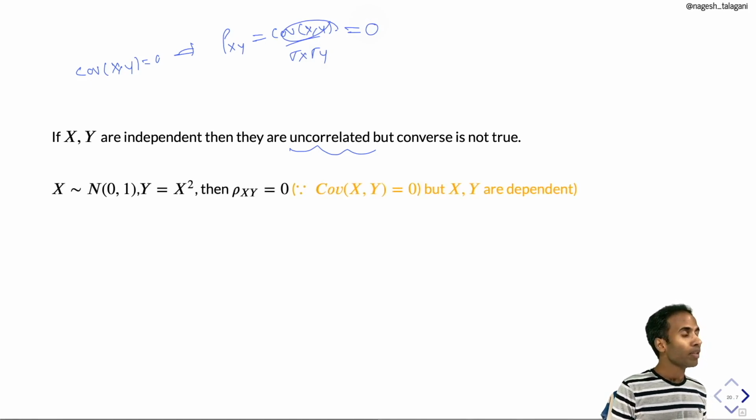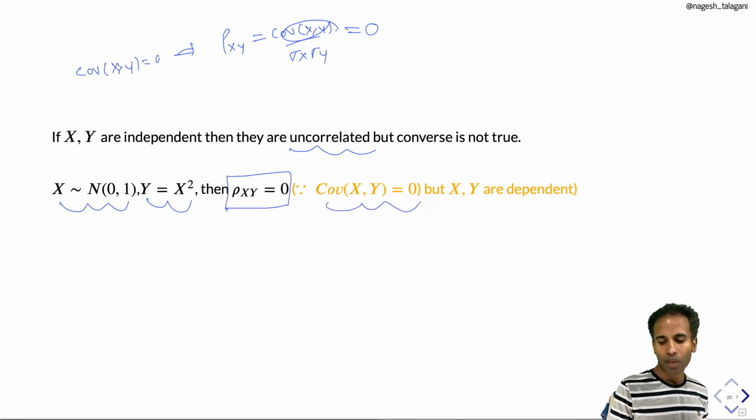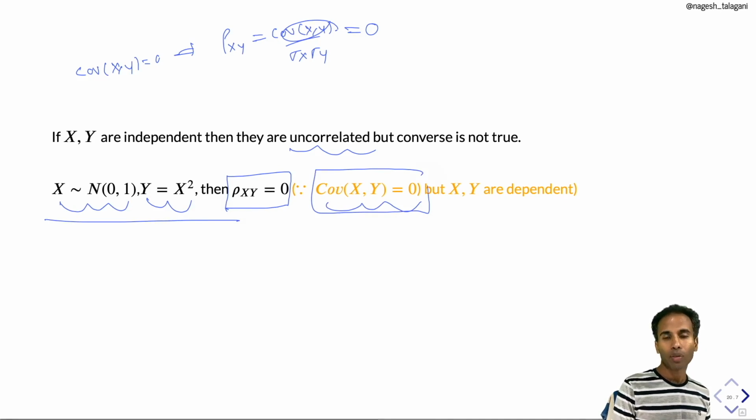Here is the example, the same example that I gave earlier. If x is a standard normal variable and y equals x square, then the correlation coefficient of xy is going to be 0. The reason is we already know covariance of xy is 0. We already worked this out. Covariance of xy being 0 implies correlation coefficient 0, which implies x and y are uncorrelated, but they are dependent.